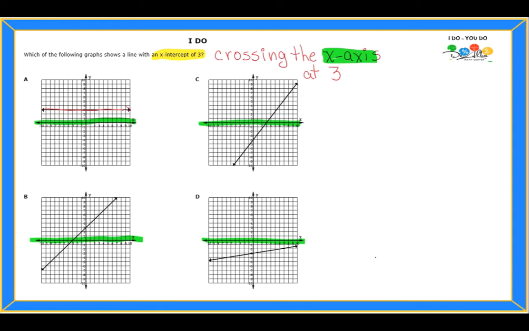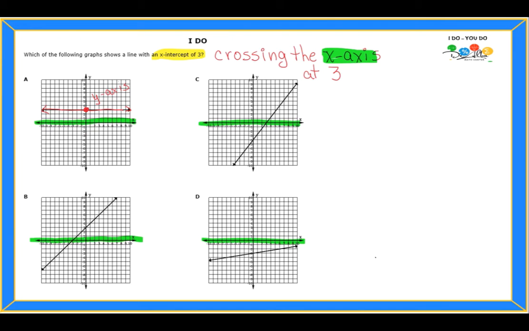So let's look at the first line that is up here. What do you notice about this line? It's not even crossing the x. Who's that line crossing? It's crossing the y. Very good. So that's actually crossing the y-axis. So no, that cannot be my answer.